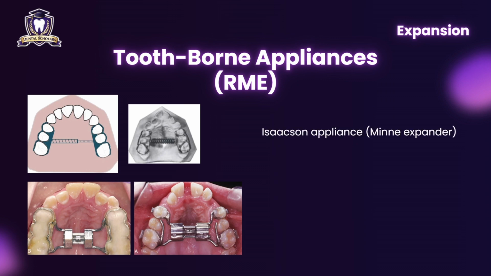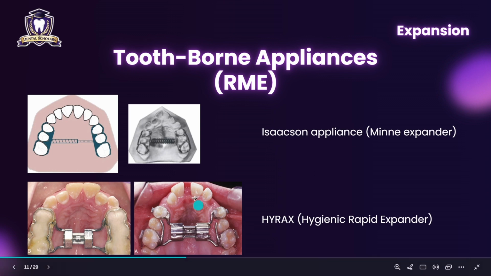Second category of appliances include tooth-borne appliances. Examples of these appliances are the Minne expander, which uses a spring-loaded mini expander which provides a continuous expansion force, and the hygienic rapid expander. Both of these appliances have no acrylic palatal coverage, so these two appliances are more comfortable for the patients when compared to the tooth and tissue-borne appliances, and they help in maintaining better oral hygiene.